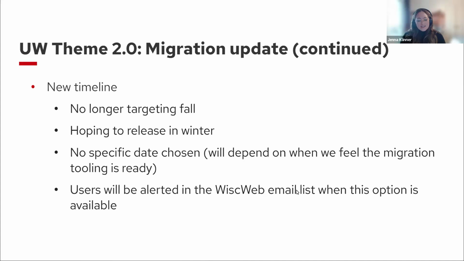There's obviously a new timeline. We're no longer targeting what we consider fall because we don't believe that we'll be releasing in November. So the next target timeline is winter. We don't have a specific date chosen. It's really going to depend on when we feel the tooling is ready. What do you consider winter? December, January, February. Am I right on that? Is anyone going to argue? Yeah, when it's cold out. That's a tough one in Wisconsin. I'm considering winter December, January, February, but let me know if anyone feels differently about that.